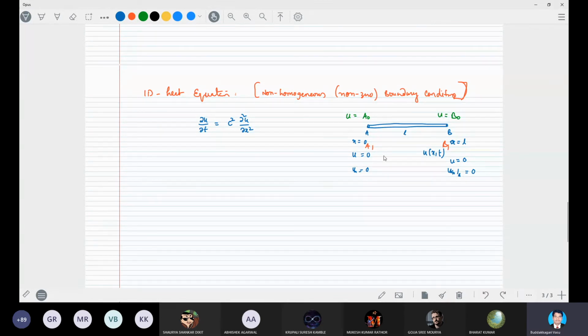Now here there is no initial condition given. That initial condition is to be determined using these non-homogeneous conditions.